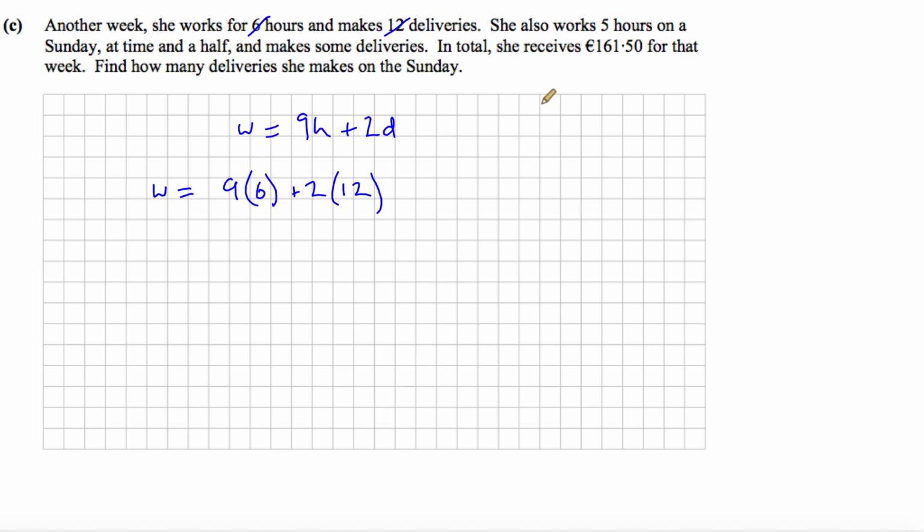And that bit. She also works for 5 hours on a Sunday at time and a half. So 5 hours at time and a half. Okay, so time and a half, if she gets €9 an hour normally, time and a half would be 9 times 1.5, which gives us 13.5. So that's her Sunday rate. And she did 5 hours of this, so it'd be 5 of them.